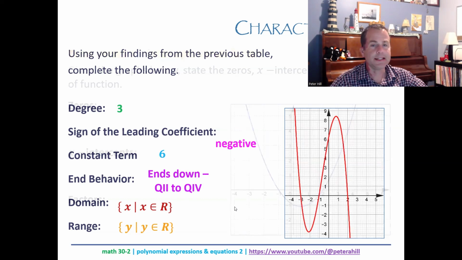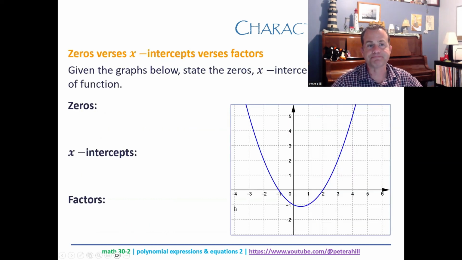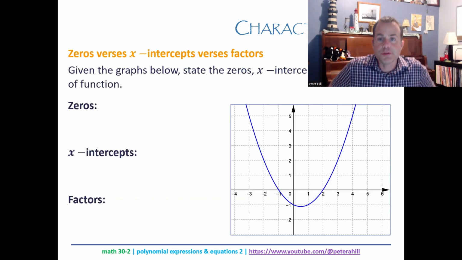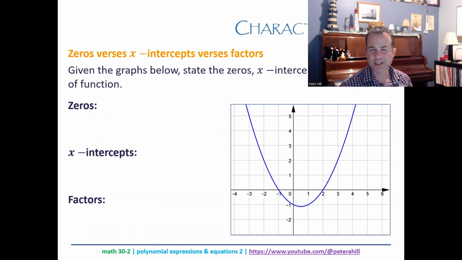All right, friends. Next thing to chat about is zeros versus x-intercepts versus factors, and just making sure we understand the difference between those, okay? Zeros, x-intercepts: I'm looking for where I hit the x-axis. Where does my graph, where does my function hit on the x-axis? There's a relationship between zeros and x-intercepts. They are the same thing. They're just written differently. So zeros, we say x equals something.